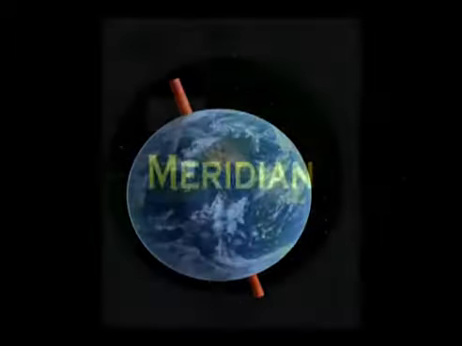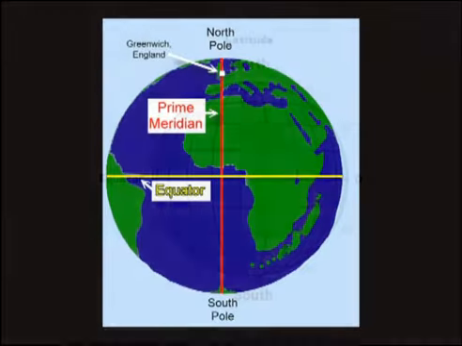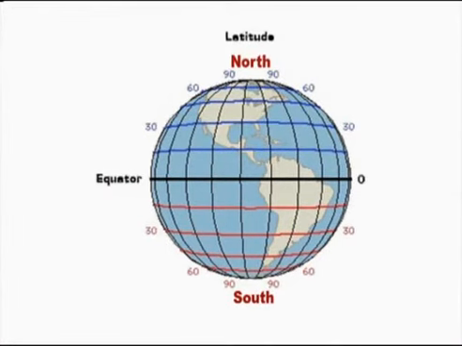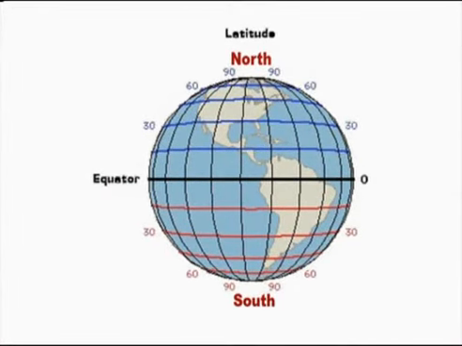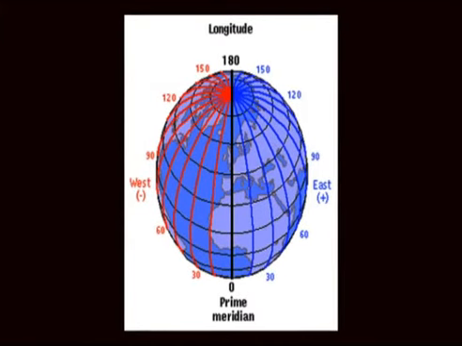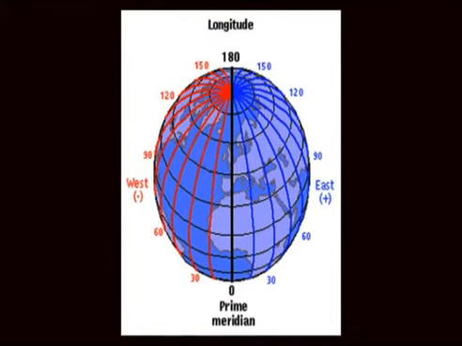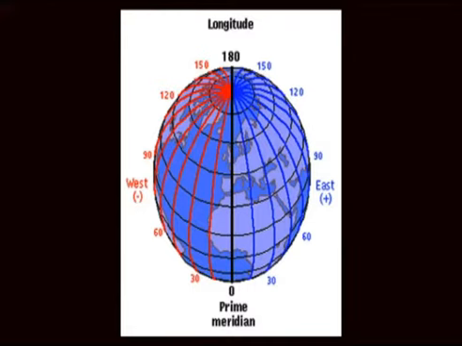Next is meridian. It is the imaginary north-south line between the North Pole and the South Pole that connects all locations with a given longitude. Circle of latitude or parallel is an imaginary east-west circle that connects all locations with a given latitude. Next is longitude. Longitude is the angular distance on the Earth's surface measured along any latitude line such as the equator, east or west of the prime meridian.